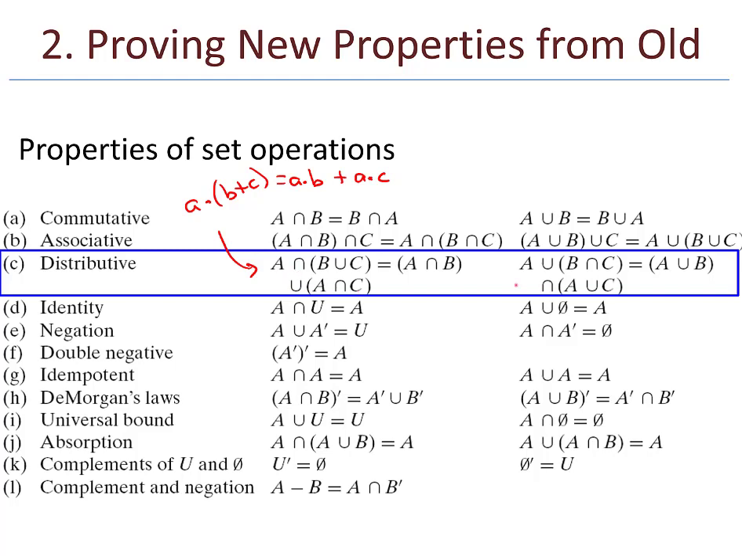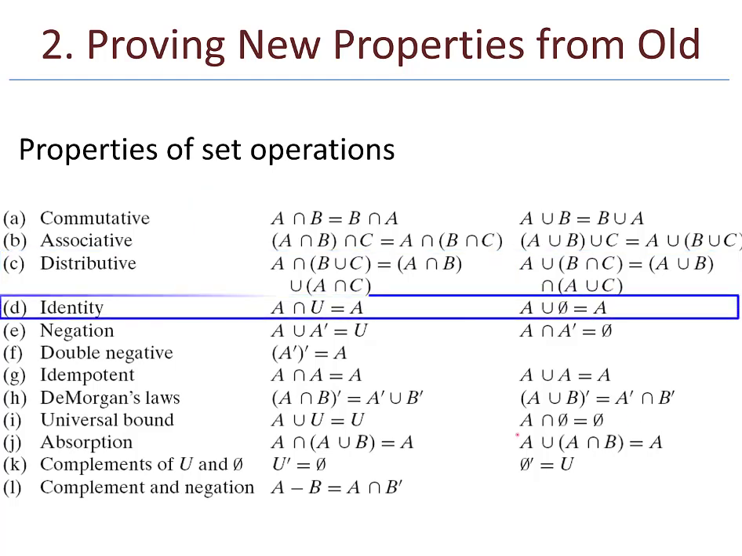But curiously, look at this. I can also do the distribution with union. I can distribute union across intersection. And we don't have that in algebra. Not in algebra. I can't distribute addition across multiplication. So that's a curious fact of the distributive property with sets, that it works both ways with intersection and union.